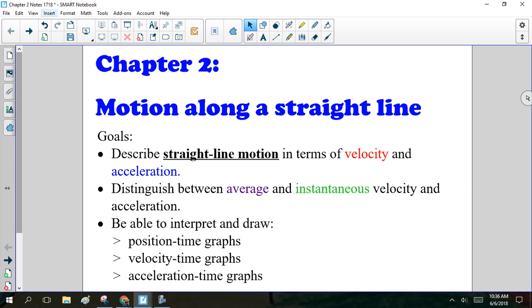All right, so the goals here are pretty straightforward. We'll be learning to describe straight line motion in terms of velocity, acceleration, and position. I don't know why I didn't write that there. We will be able to distinguish between average and instantaneous velocity and average and instantaneous acceleration. And by the end of the chapter, you ought to be able to both interpret and draw position time graphs, velocity time graphs, and acceleration time graphs, and be able to use one to get the other. All right? So here we go.